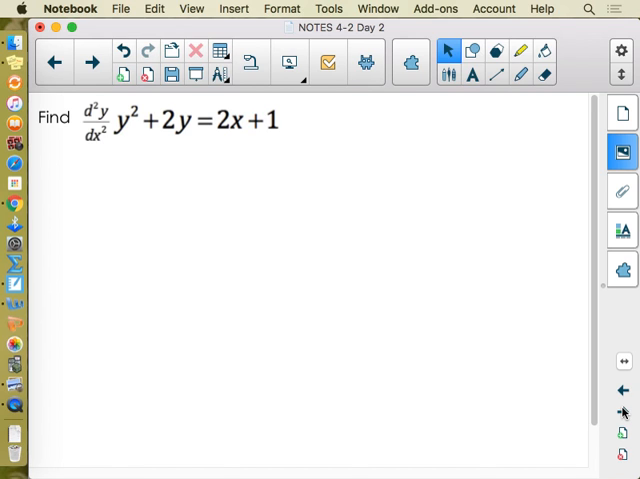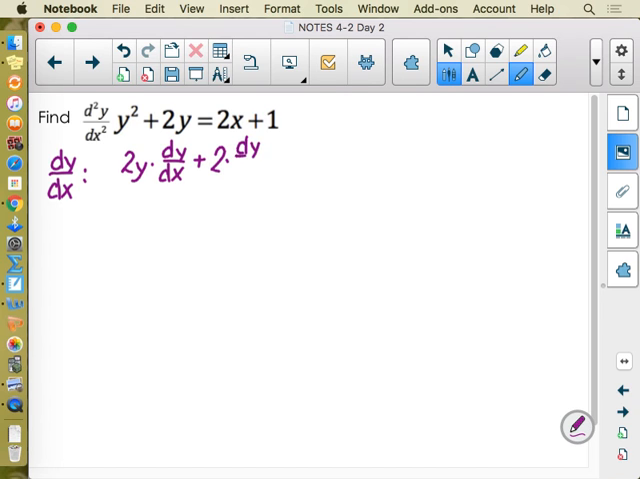All right, second derivative here. So for the second derivative, we're going to have to find the first and then get the second derivative. So the first derivative is going to be my plan of attack here. So 2y dy/dx plus 2 dy/dx equals 2. I do need to clean this up so that I have an actual first derivative.